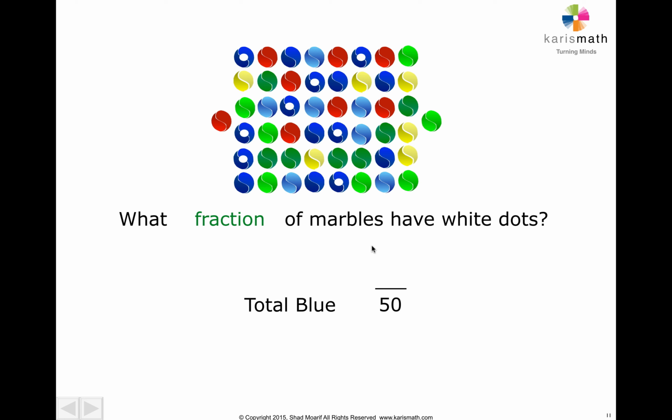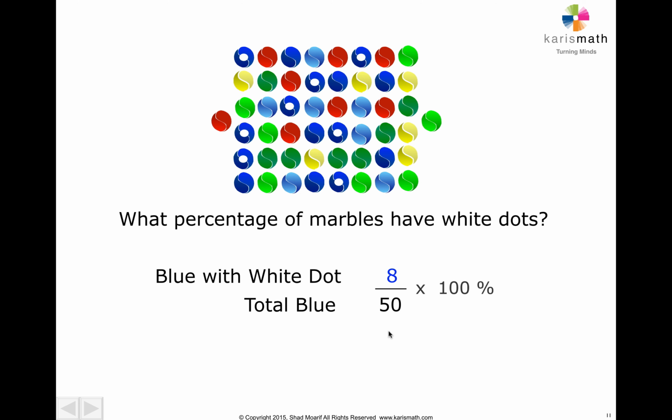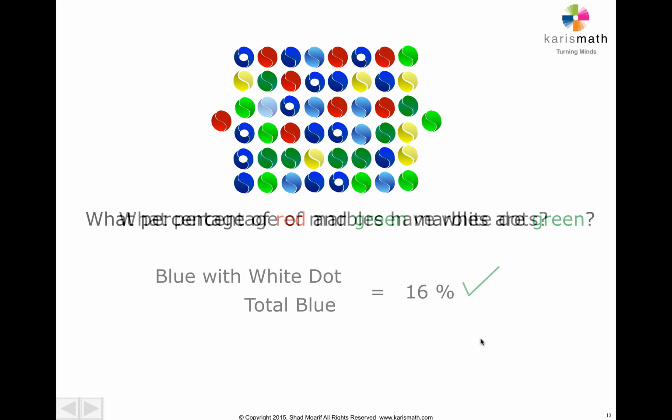And what fraction have white dots? Let's count. So you've got 1, 2, 3, 4, 5, 6, 7, 8. 8 have white dots. So this fraction, change that to a percentage, and we get 16%. So 16% of these marbles have white dots. There you go. Now you know how to think about it.